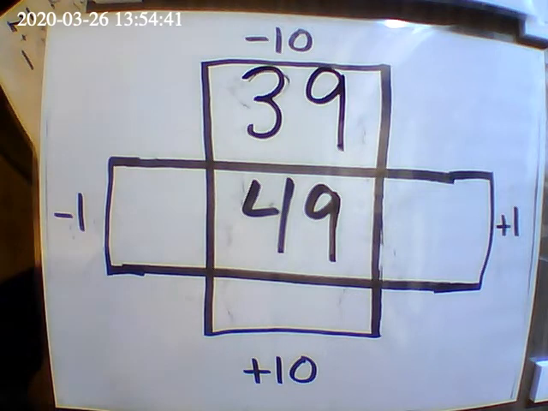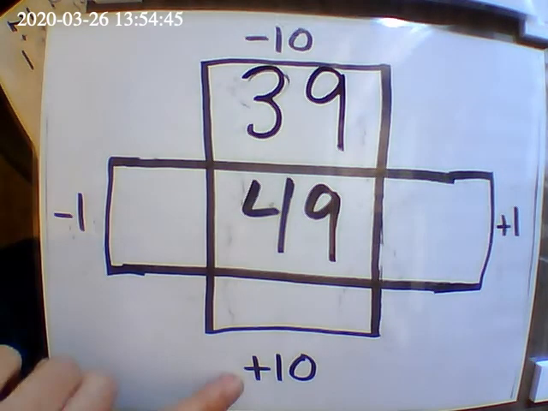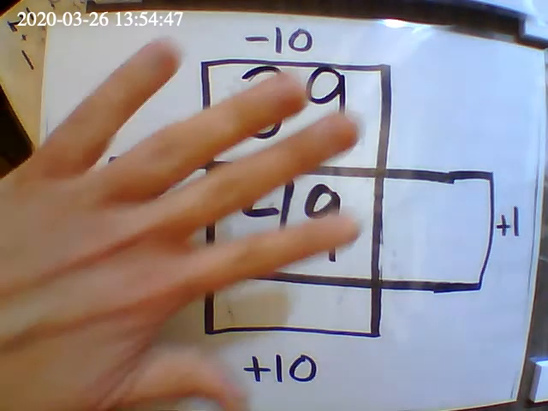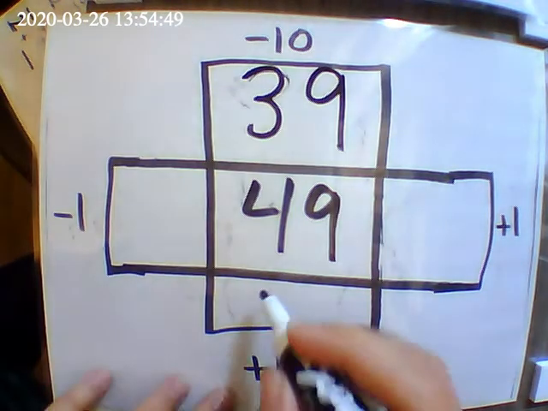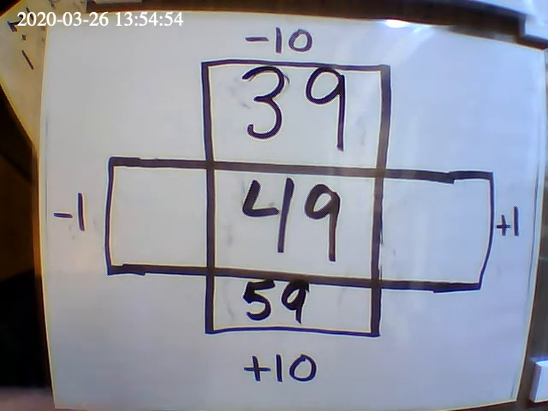We have 49. How many tens do we have? 4 tens. We're going to add 1 more 10. So we're going to have 5 tens. So 49 plus 10 more is 59.